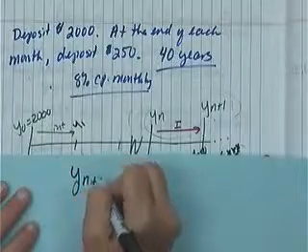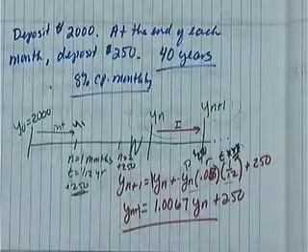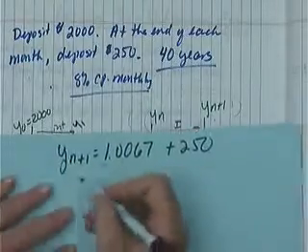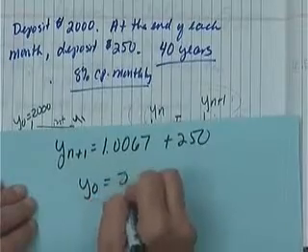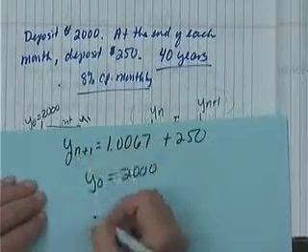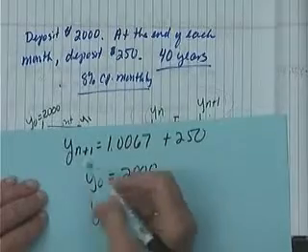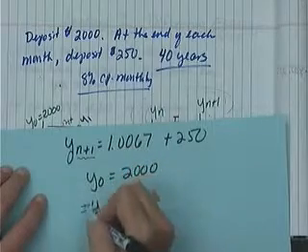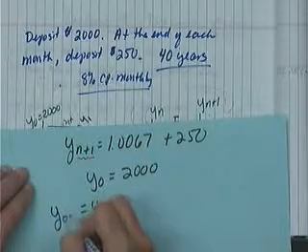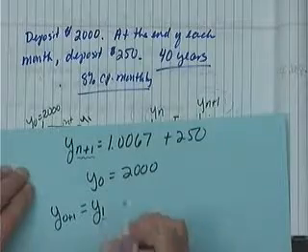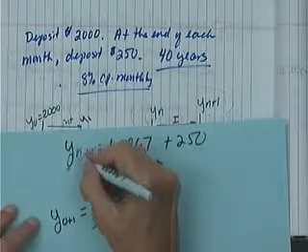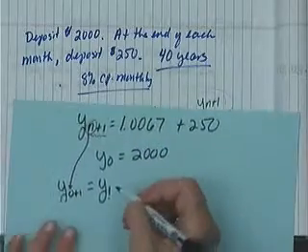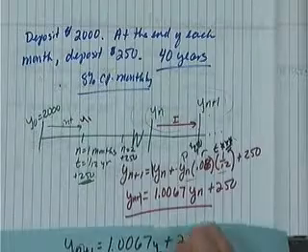Okay, our difference equation is y sub n plus 1 equals 1.0067 times y sub n plus 250. All right, and if you start out with y sub 0 equals 2,000, then when I want to find y sub 1, remember it's got to fit this formula exactly. So in this formula, this is going to be y sub 0 plus 1 to make it add up to the 1. So the n in my formula is going to match up with the 0 there.